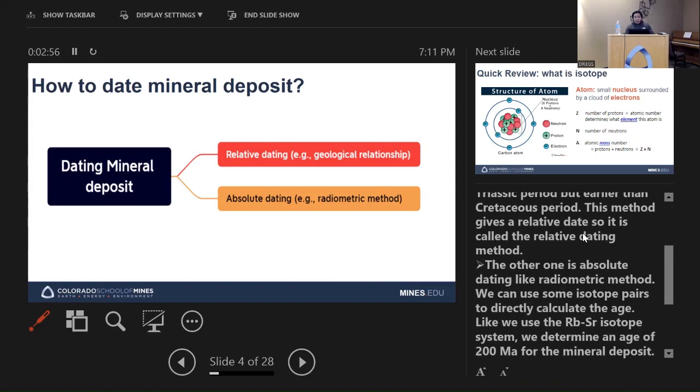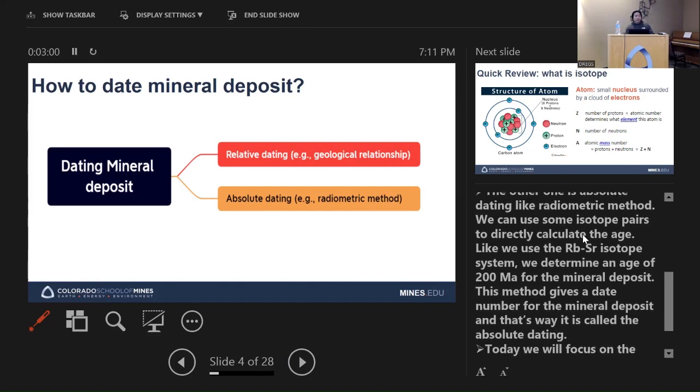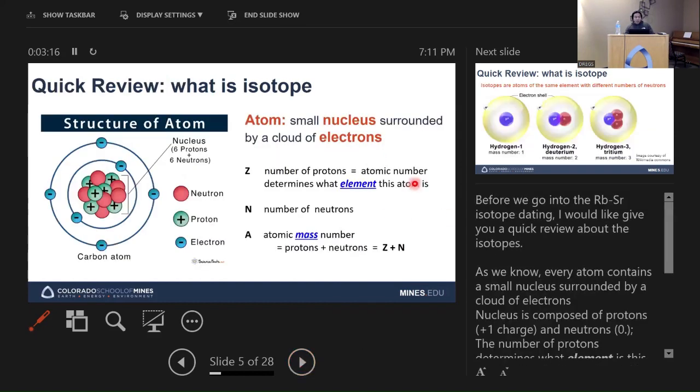And another one is the absolute dating method, like the radiometric method. Today we are going to talk about the absolute dating method, and specifically the in-situ rubidium and strontium dating method. Before we talk about rubidium and strontium dating, I would like to give you guys a quick review about isotopes.